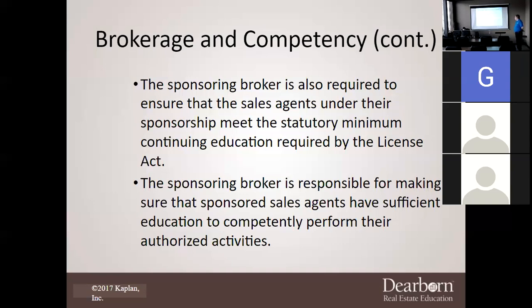The sponsoring broker is also responsible for making sure that sponsored sales agents have sufficient education to competently perform their authorized practices. Just like today, what did I end up doing with you guys? I took us where? To a training, didn't I? Okay, so I am providing y'all that education to keep you what? Competent, knowledgeable. Okay, so I need to make certain that my agents are competent and knowledgeable of the material so that they can end up doing what? They can get out there and they can do their job.